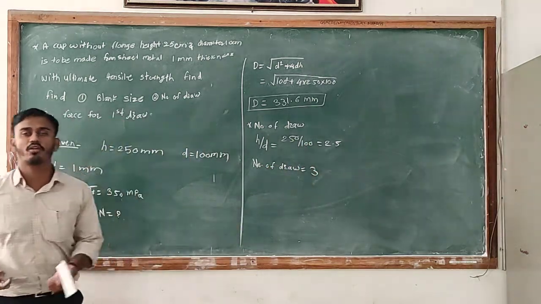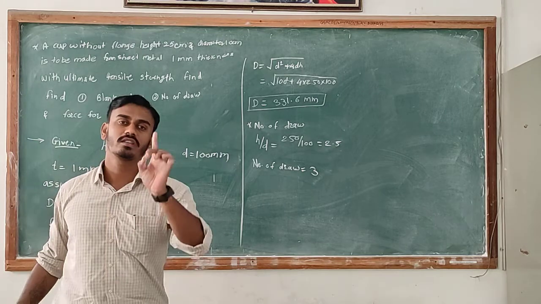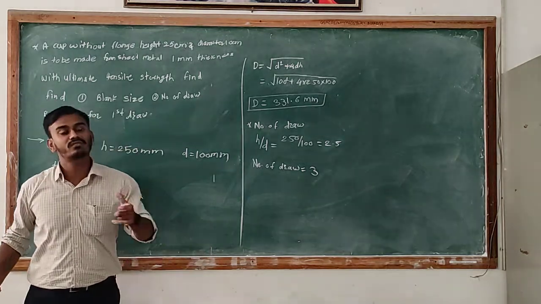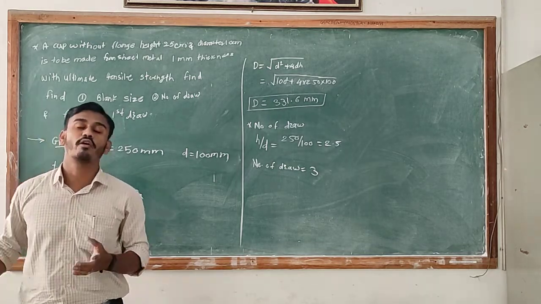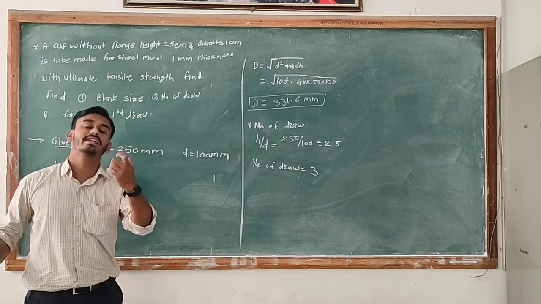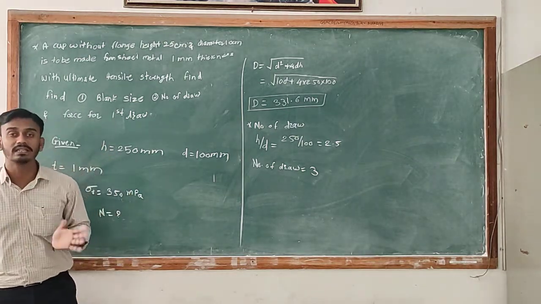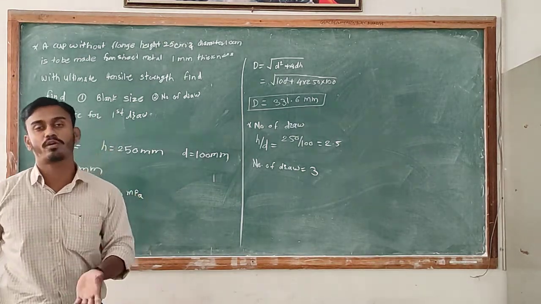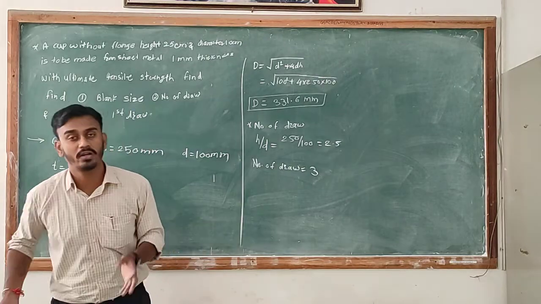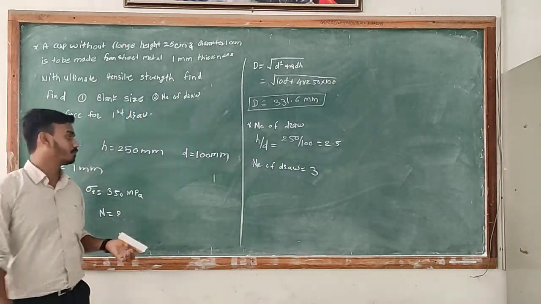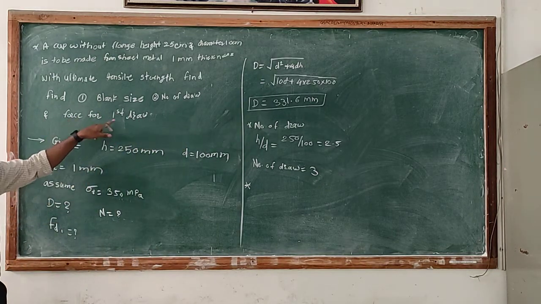How have we decided that the number of draws is equal to 3? If the value of H by D is less than 0.75, then the number of draws is equal to 1. If this value lies between 0.75 to 1.5, then it is equal to 2. And if this value lies between 1.5 to 3, then the number of draws is equal to 3. And if this value lies between 3 to 4.5, then the number of draws is equal to 4. Here this value is 2.5. It lies between 1.5 to 3. Therefore, the number of draws is equal to 3.